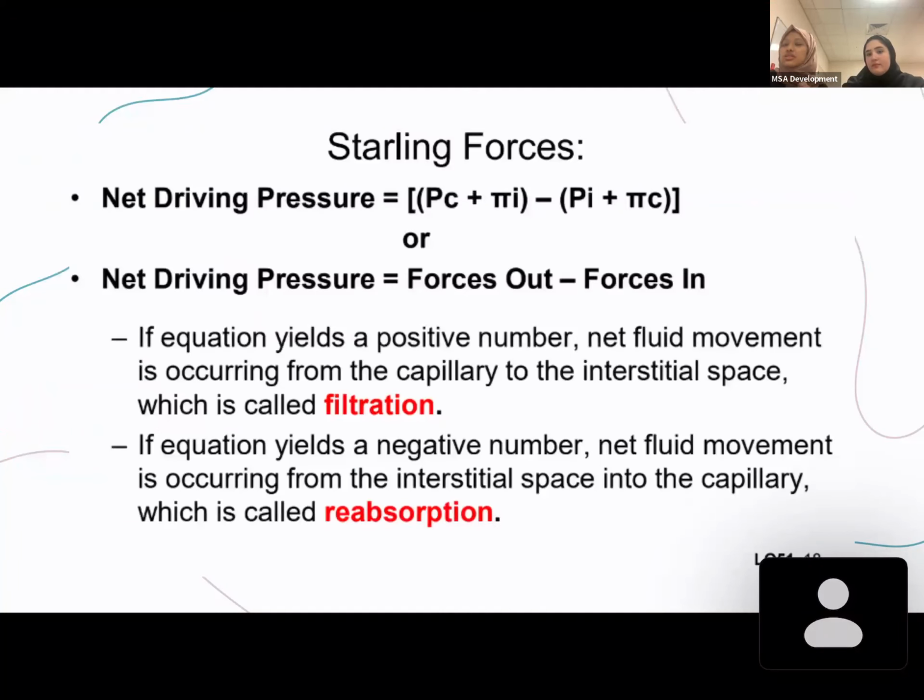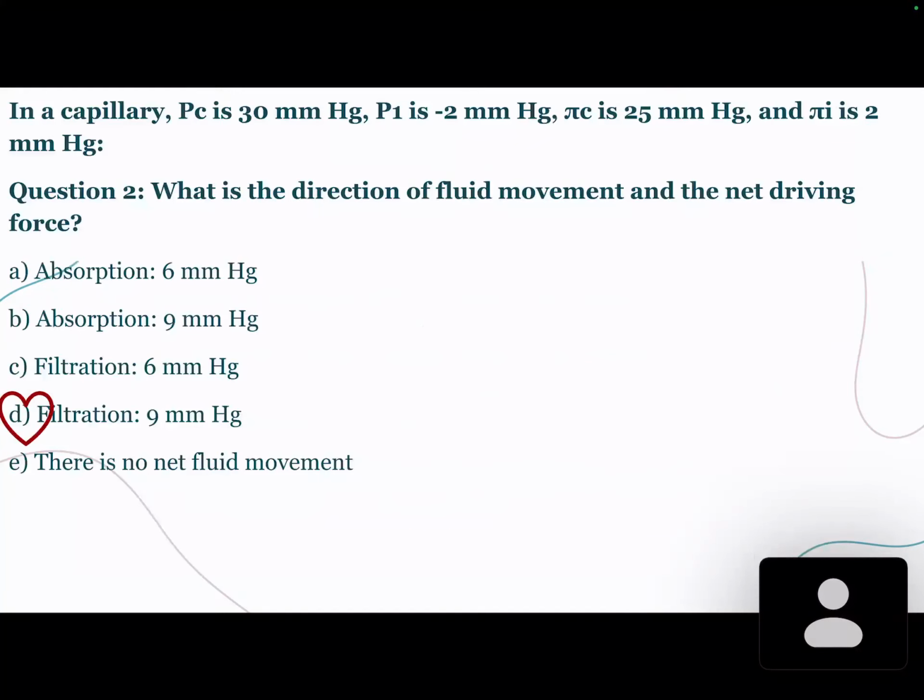Okay, good. I have a question. Yeah, go ahead. I understand the concept, but I don't know how to differentiate between each of the given values. Can you simplify the names? The units, you mean? Yeah, the capillary hydrostatic pressure and interstitial hydrostatic pressure. Can you give me a clue so I know which is in and which is out?